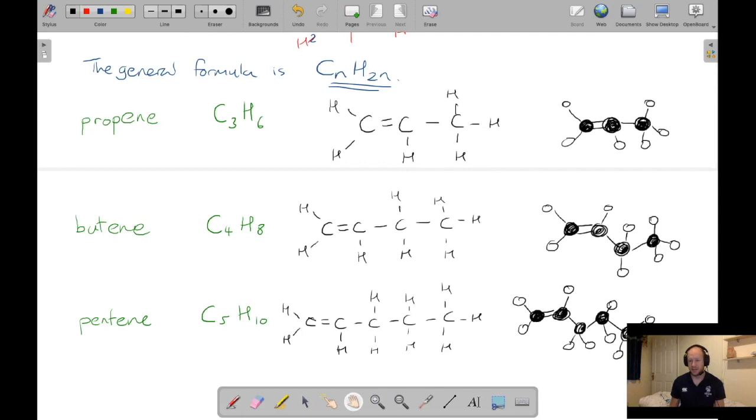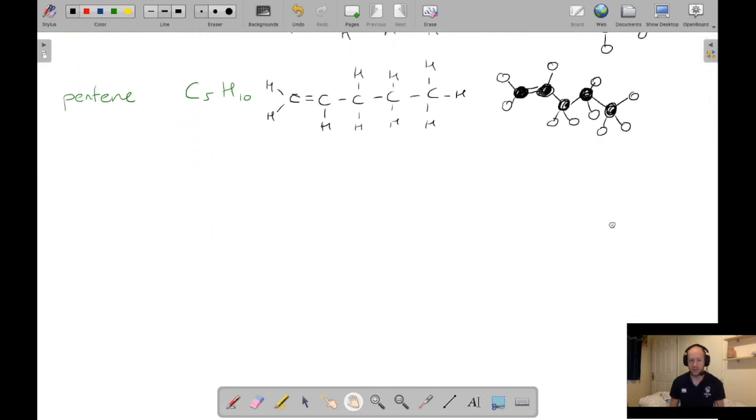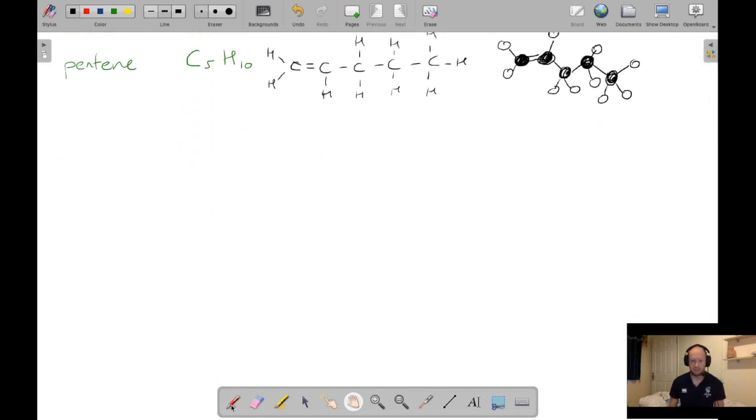Alright, let's have a look at some of the chemical reactions that these guys can do then. So, alkenes also do combustion reactions.